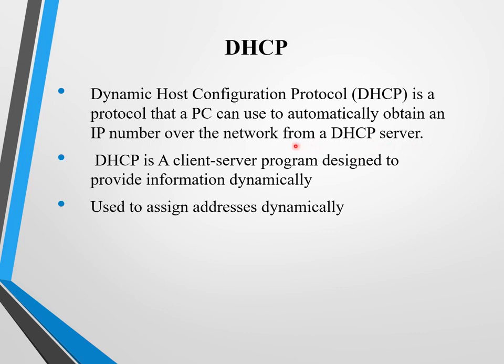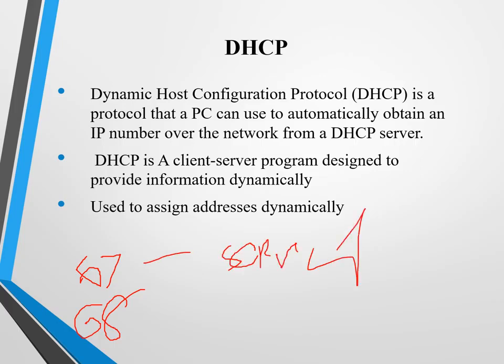Students, DHCP was created by the Dynamic Host Configuration Working Group of the Internet Engineering Task Force. It runs over UDP, and it utilizes two port numbers. One is 67 and another one is 68. 67 is for connections to the server and 68 for connections to the client.